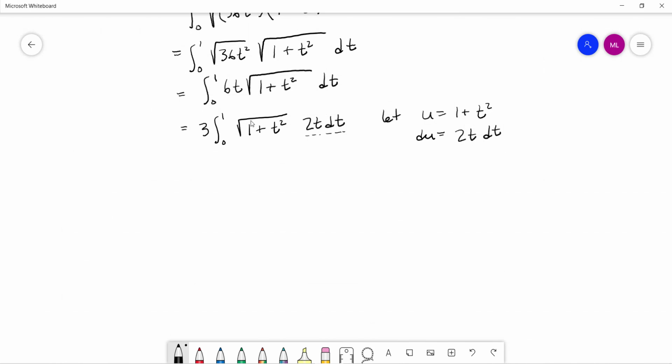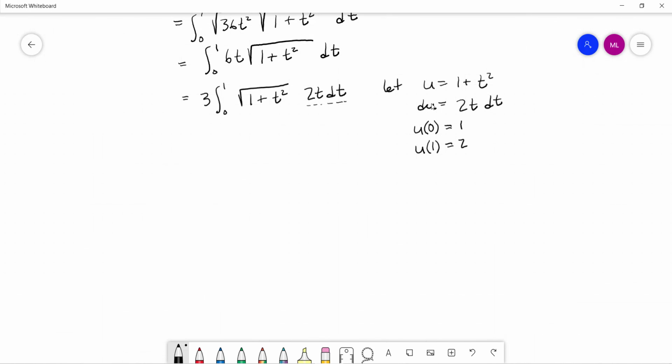I can plug in my bounds. So if I want to figure out what u of 0 is, plug in t equals 0. Sorry, not x, t equals 0. So I'm plugging in t equals 0 to my u, and I will get 1. When I plug in t equals 1, I will get that u is equal to 2.